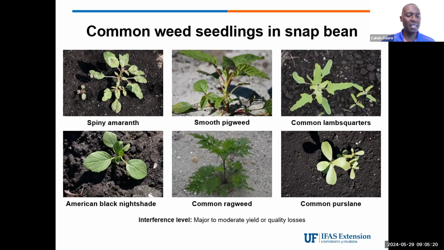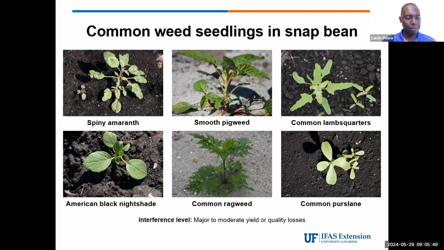It's going to be red on the stem with a pair of spines at the node. And then the next one would be smooth pigweed, which will look almost similar, but it's not going to have any spines on it. It will have a little bit of a notched tip. And common lambsquarters, the main key to identifying it is that it has a gray mealy coating on the leaf, and it typically has an evenly toothed margin.